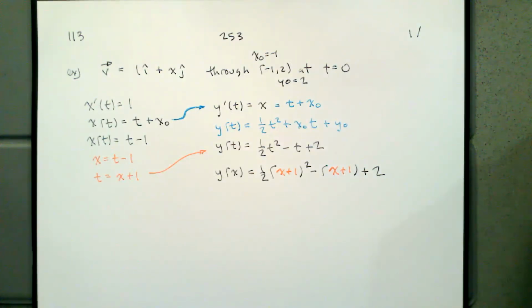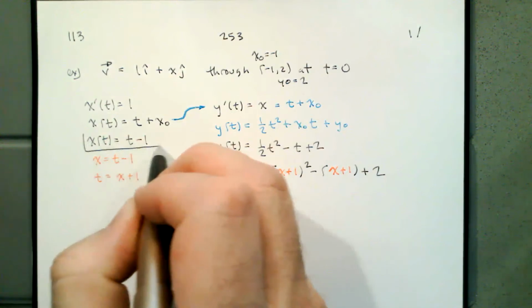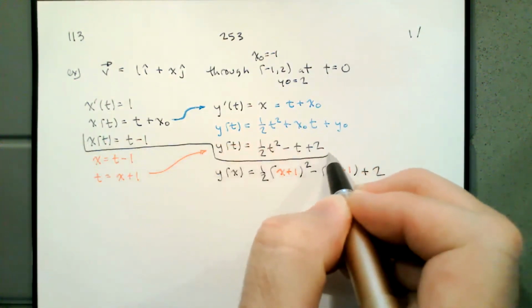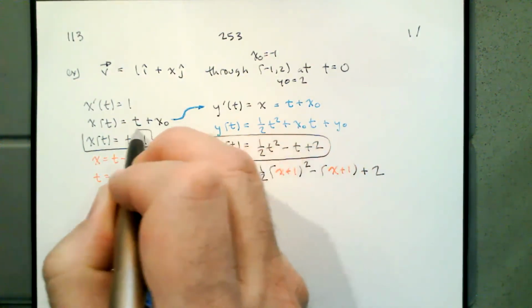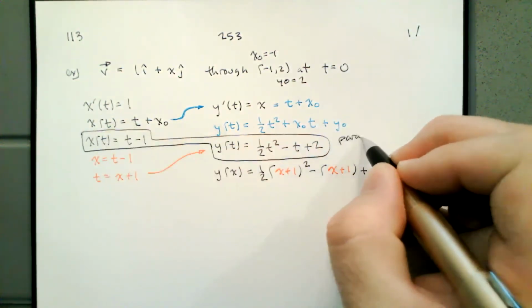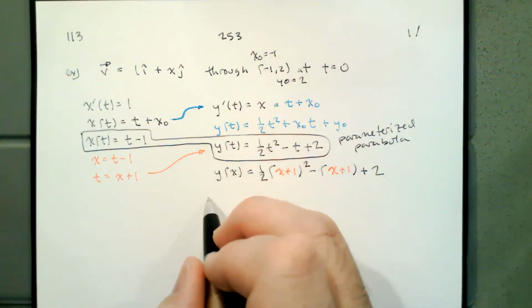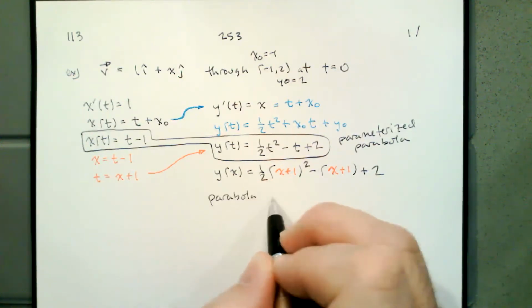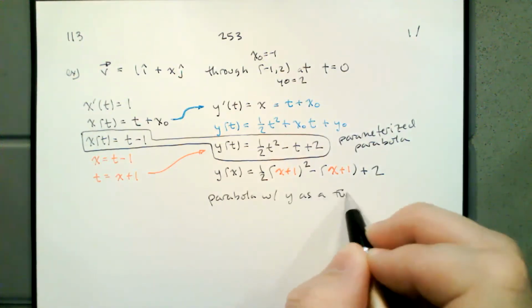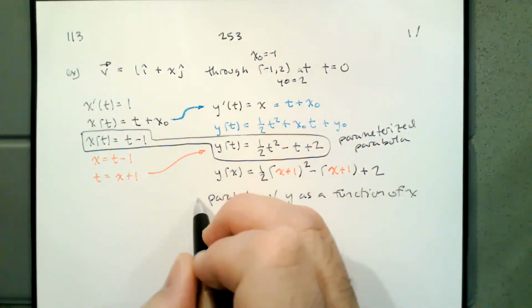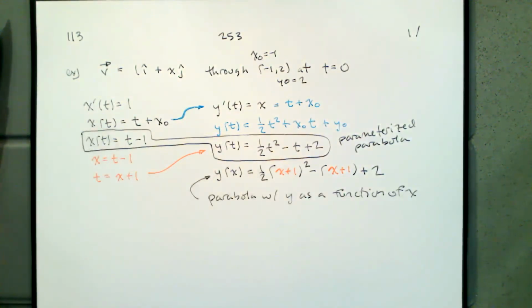So here is the parabola where we have y as a function of x. We have the parameterized one, which is super spread out for reasons. But looking at the vector field, we saw that we were going to be getting parabolas. Or at least we suspected that we were going to get parabolas.